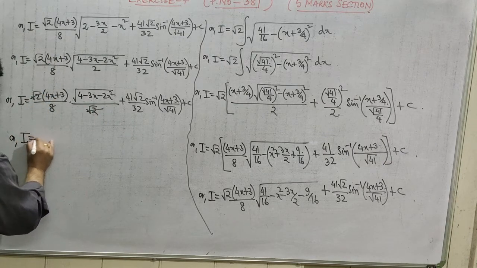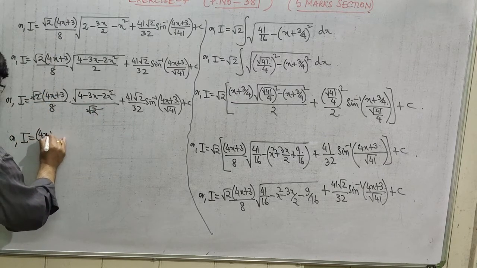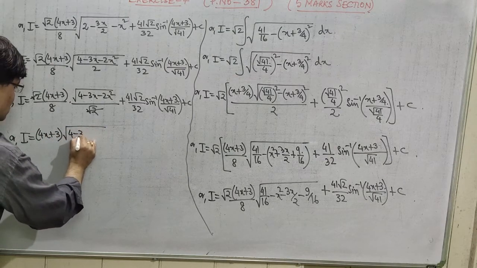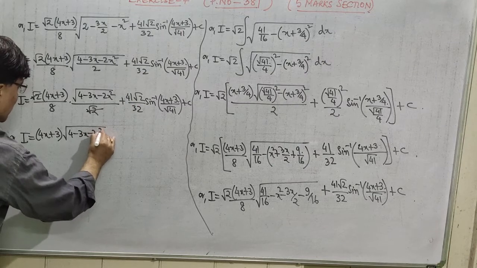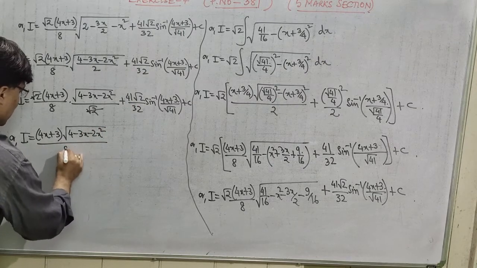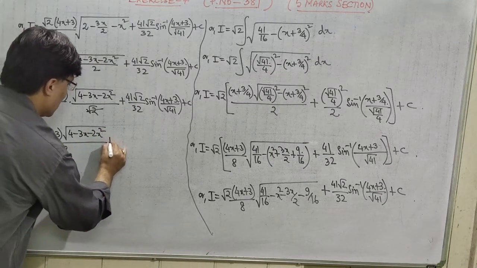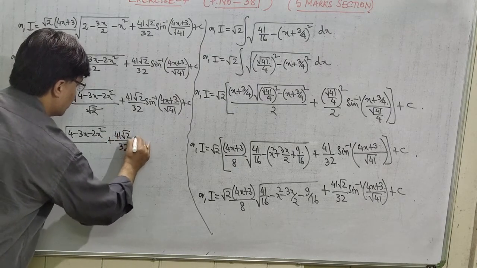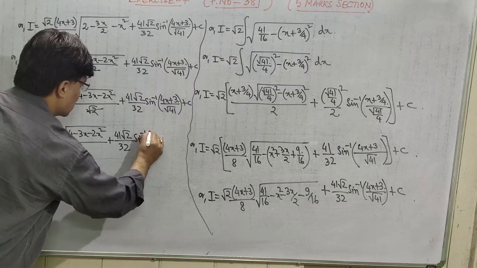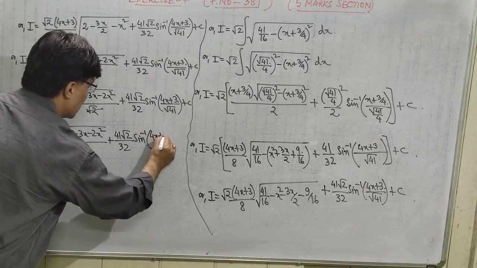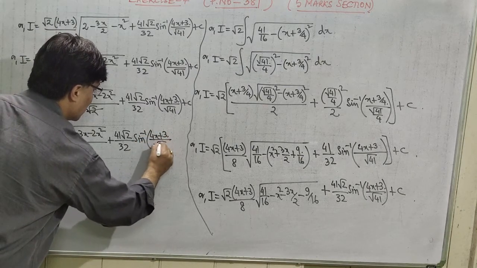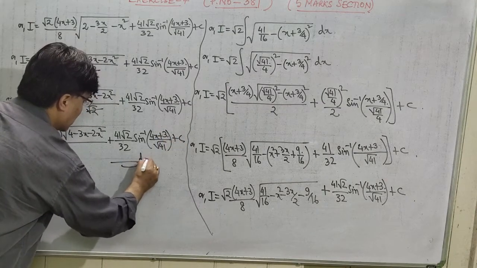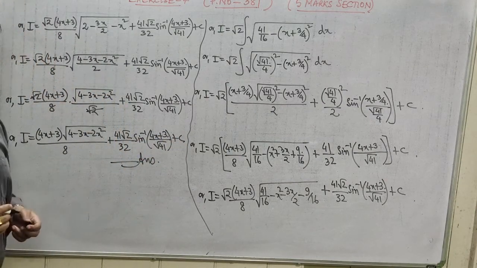So what is the final answer here? 4x plus 3 root over 4 minus 3x minus 2x², this whole divided by 8, plus 41 root 2 divided by 32 sine inverse, this is your 4x plus 3 divided by root over 41, bracket close, plus c. So this is the final answer.